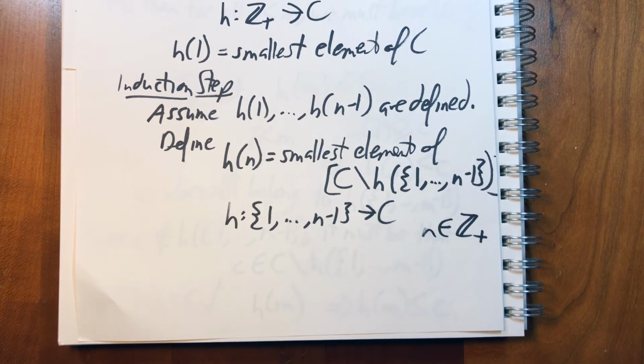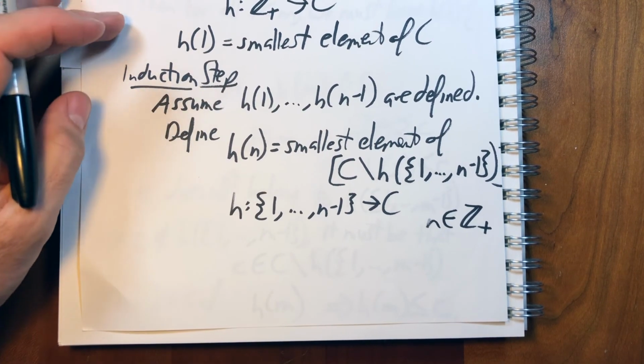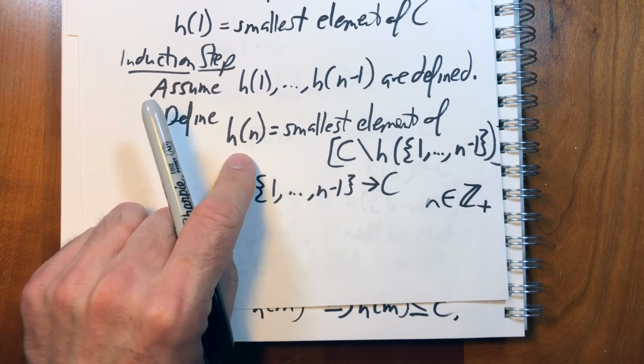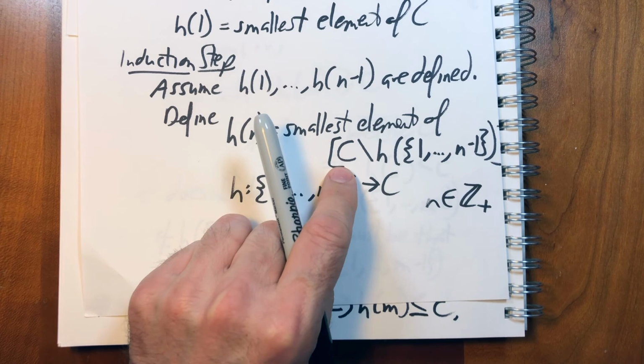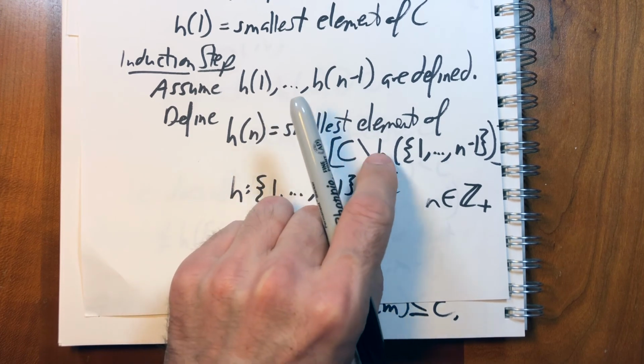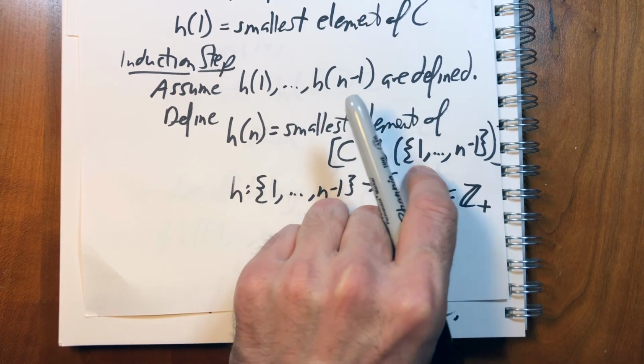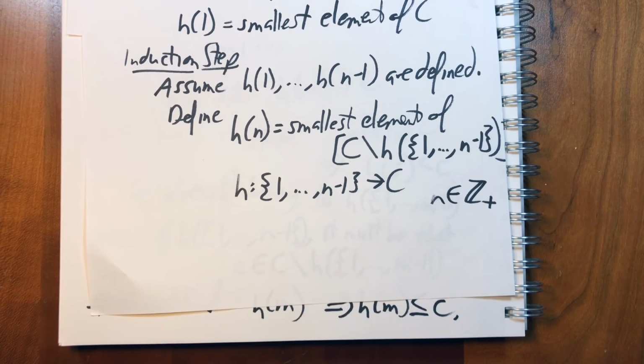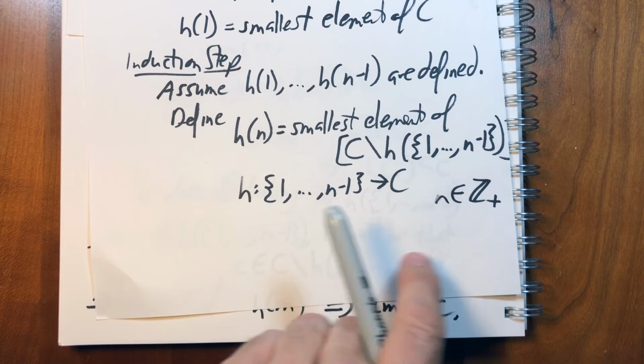But did we? Look back over our construction of this function. h of n is the smallest element of the set C minus the image of 1 to n minus 1. Is there anything about that that makes you skeptical? Or is there anything wrong with that? So maybe pause for a second and think about that. Is there anything weird about this?